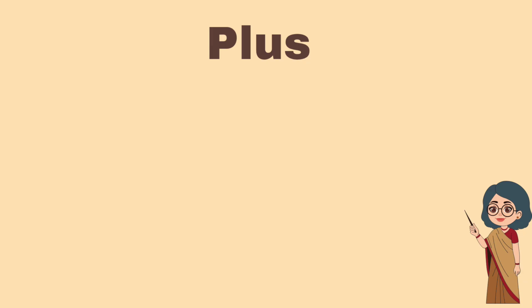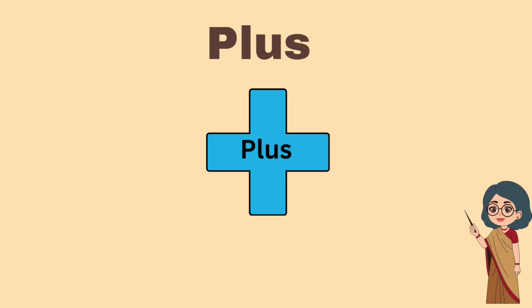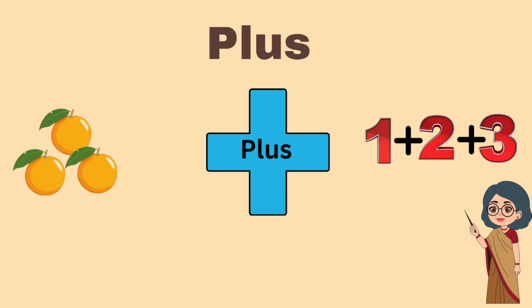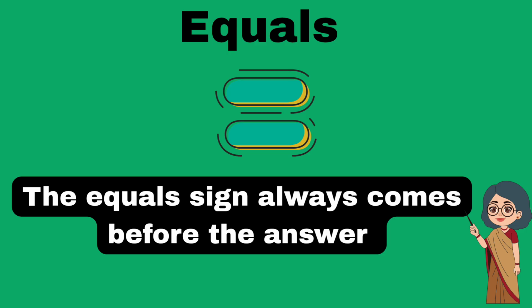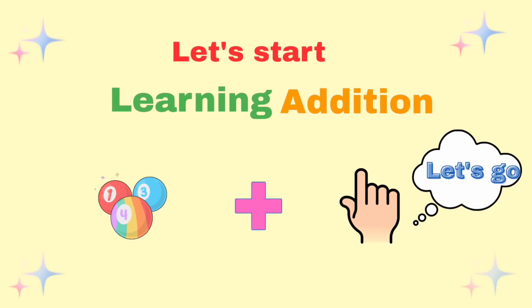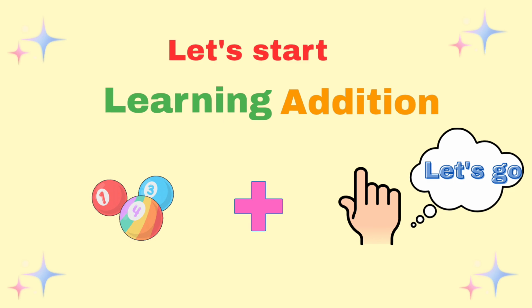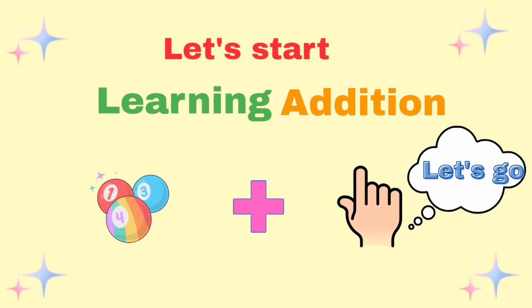Whenever we add, we use this symbol, plus. The plus sign shows that we are putting numbers together. These two small lines are called the equal sign. It tells us what the answer is. The equal sign always comes before the answer. So, let's start learning the addition sums.